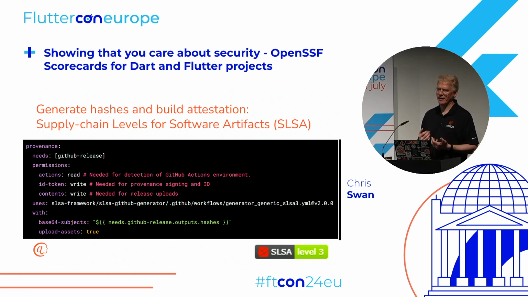Within GitHub, it's actually pretty straightforward to go all the way to level 3. All you need to do is incorporate this SLSA GitHub generator action into your continuous delivery pipeline, and it will generate an attestation for you, and that attestation will be at SLSA level 3.